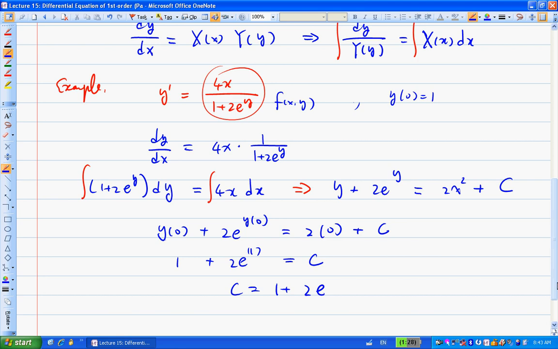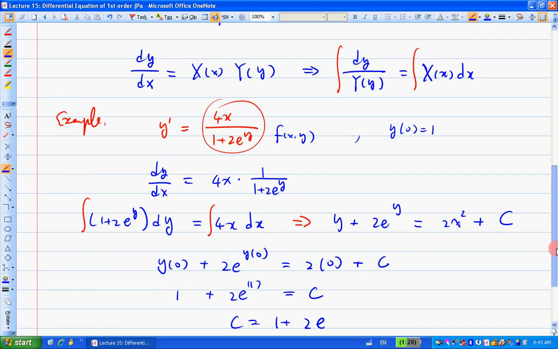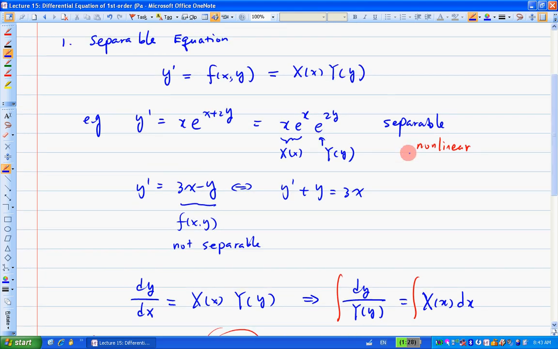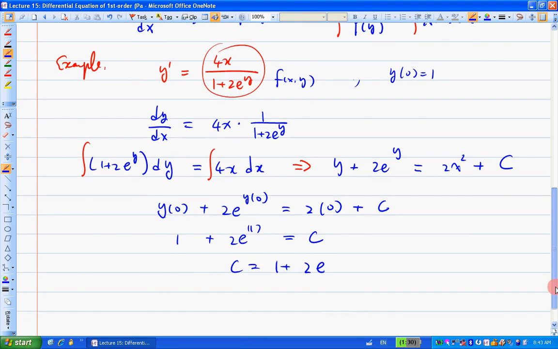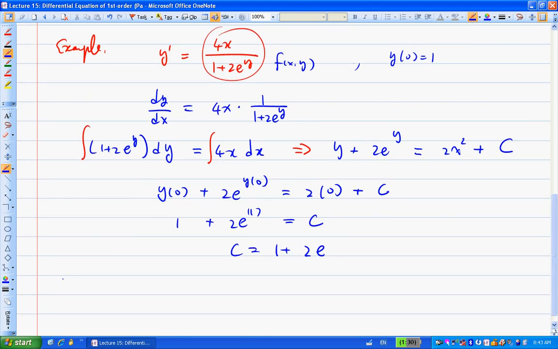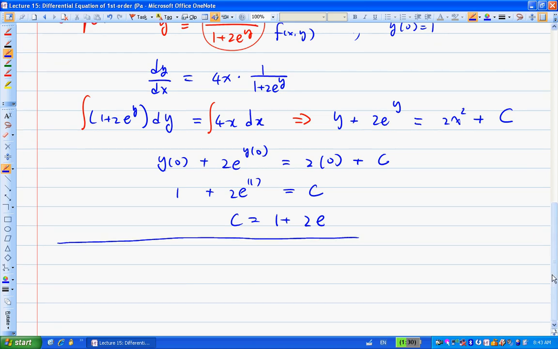So this is the way to solve this kind of separable equation. You need to be careful: a separable equation is not necessarily a linear equation, like this one here. Chances are it could be a nonlinear equation. Many times solving a nonlinear equation is not that easy, but for some nonlinear equations, I'll show you other types, you can apply these techniques. Any questions? All good?